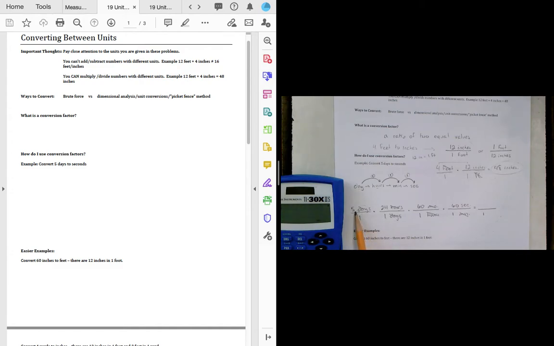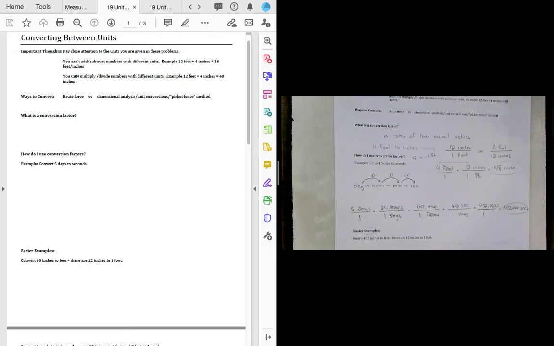But on the top, we're going to multiply 5 times 24 times 60 times another 60. And we get 432,000 over 1, which is just 432,000 seconds. So 5 days is 432,000 seconds.